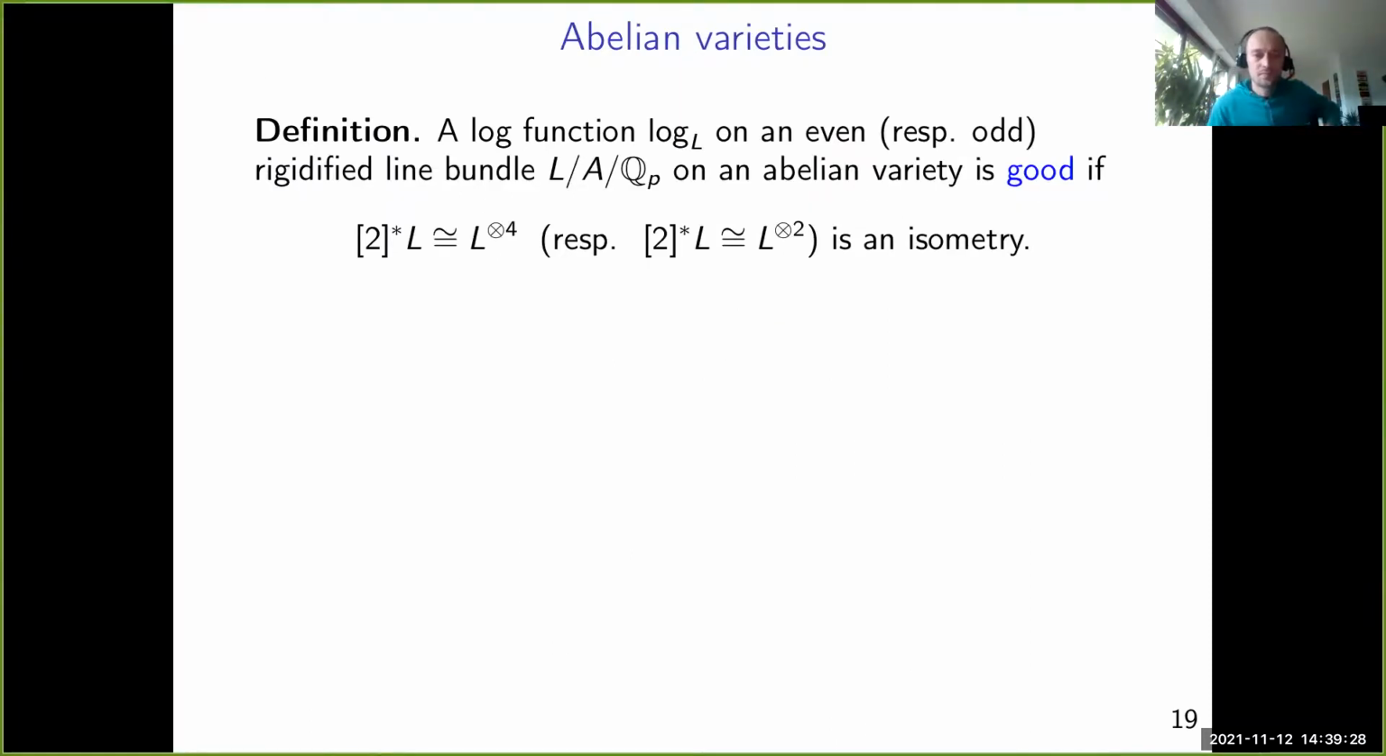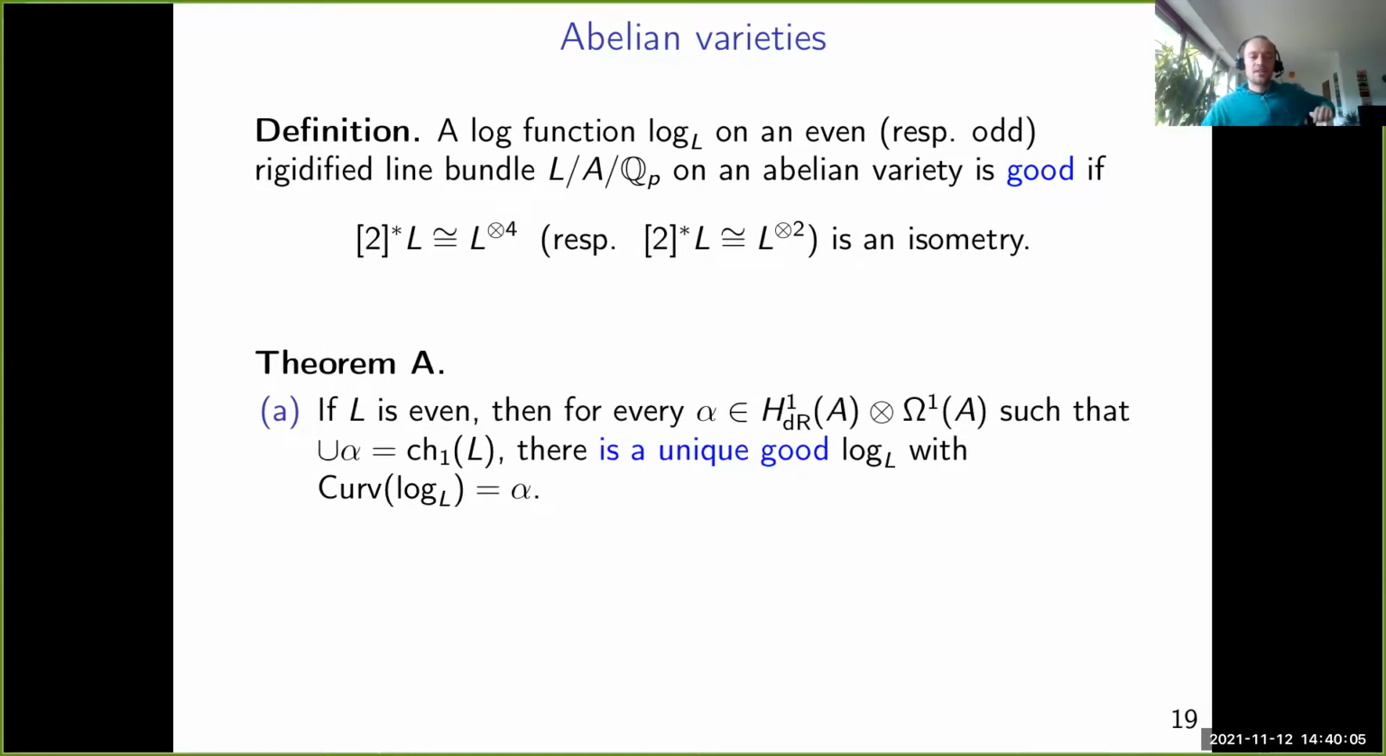So now I'm not going to start right away with canonical log functions. I'll first talk about good log functions, because it turns out that the condition we want doesn't narrow down the log function uniquely. But again, I will restrict to even or odd rigidified line bundles L on an abelian variety over Qp. And so I'm going to call a log function for such an L good if these isomorphisms here are an isometry. Just as before. I didn't say this, but for log functions, there's a natural notion of isometries.